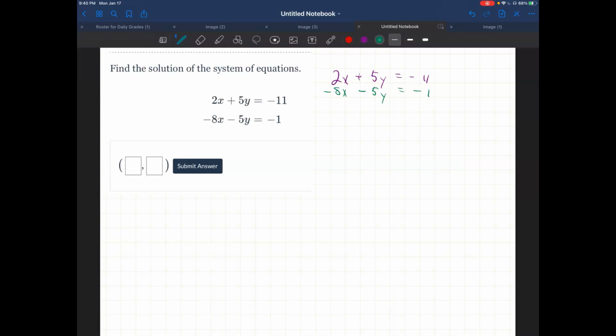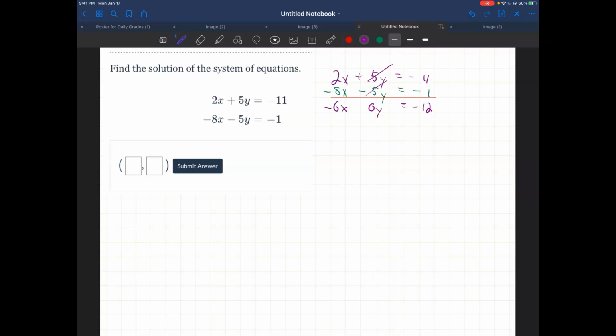So if I were to set this up like an addition problem, I'll draw a line here, and I'm going to add 2x plus negative 8x, and that's going to give me negative 6x. Then I'm going to add 5y and negative 5y. These are going to cancel, so I'm left with 0y. And then lastly I have negative 11 plus negative 1, which is negative 12.